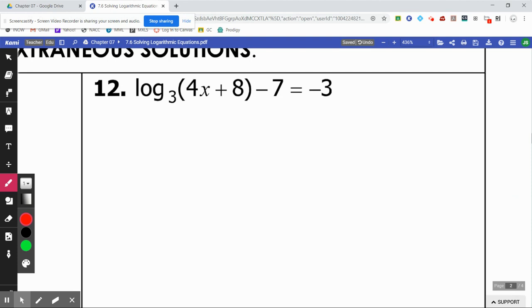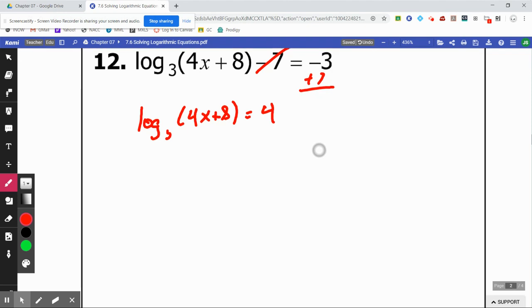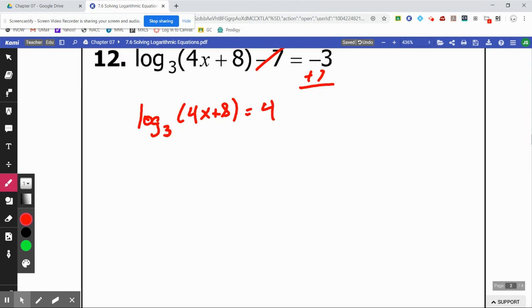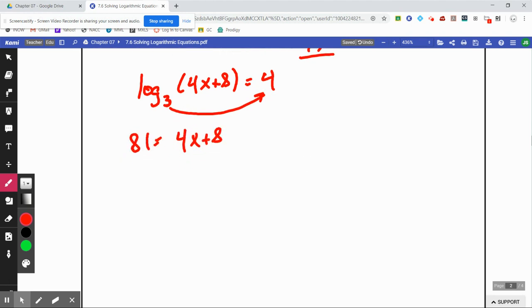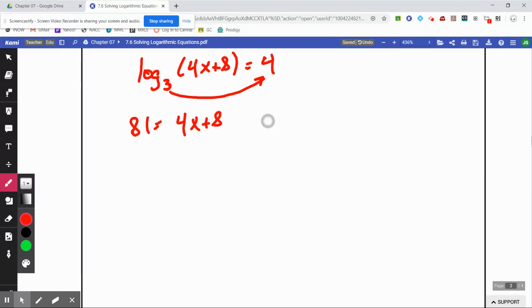Here I'm going to isolate the log first, so let's move a 7 over, and that gives me log base 3 of 4x plus 8 is equal to negative 3 and 7 is 4. Let's rewrite it in exponential form now. We isolate it, rewrite it, so that'd be 3 to the 4th power is equal to 4x plus 8. And if you know what the power is, once you raise 3 to the 4th, if you'd like to just write that answer, that'd be fine as well.